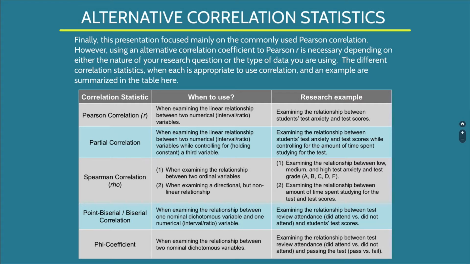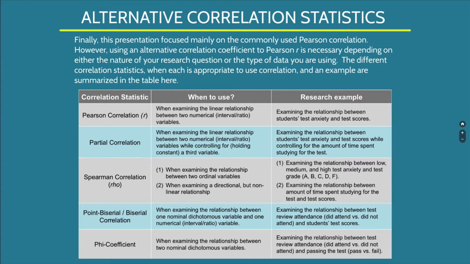Finally, this presentation focused mainly on the commonly used Pearson correlation. However, using an alternative correlation coefficient to Pearson R is necessary depending on either the nature of your research question or the type of data you are using. The different correlation statistics or coefficients, when each is appropriate to use, and an example are summarized in the table here.